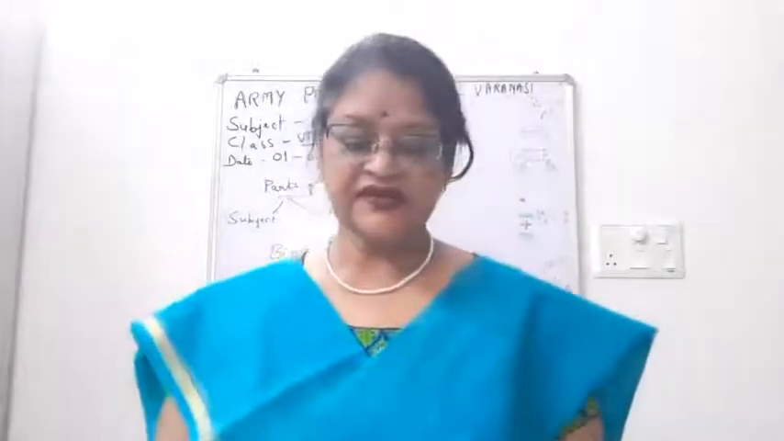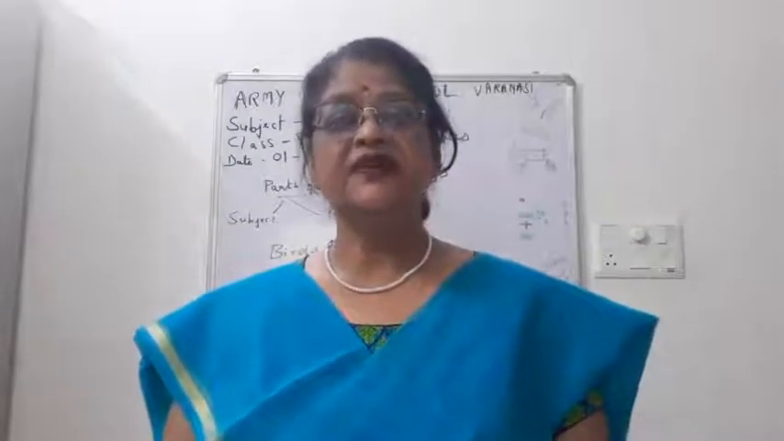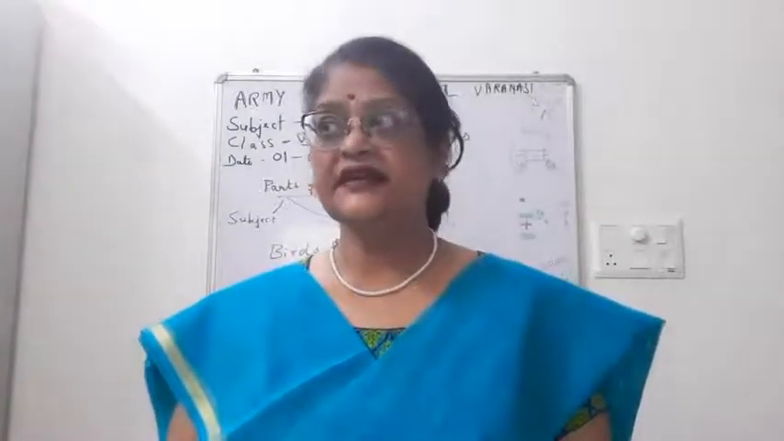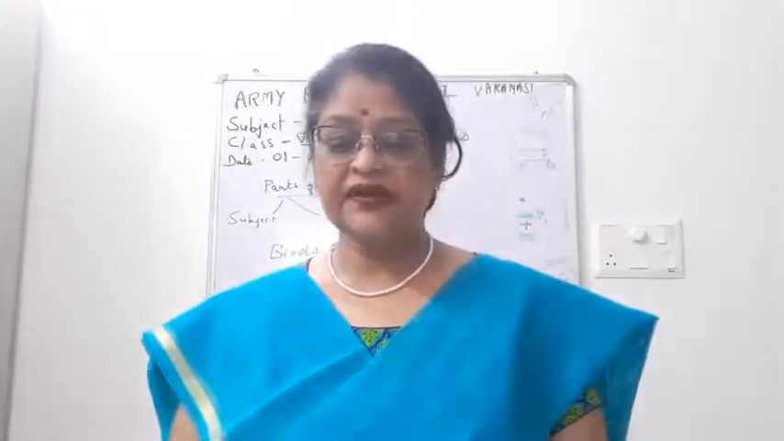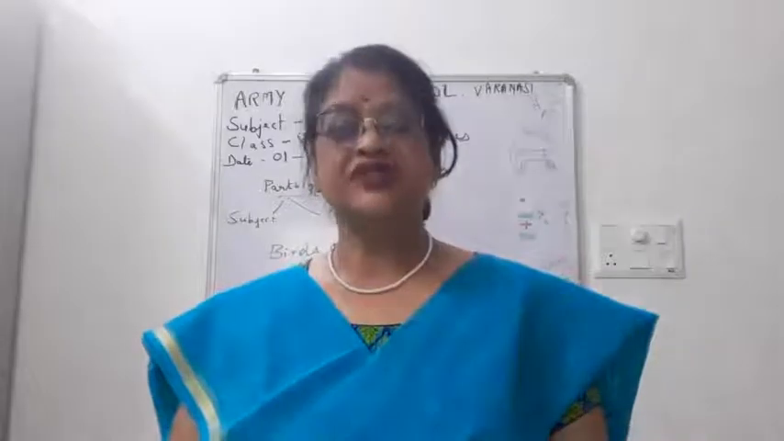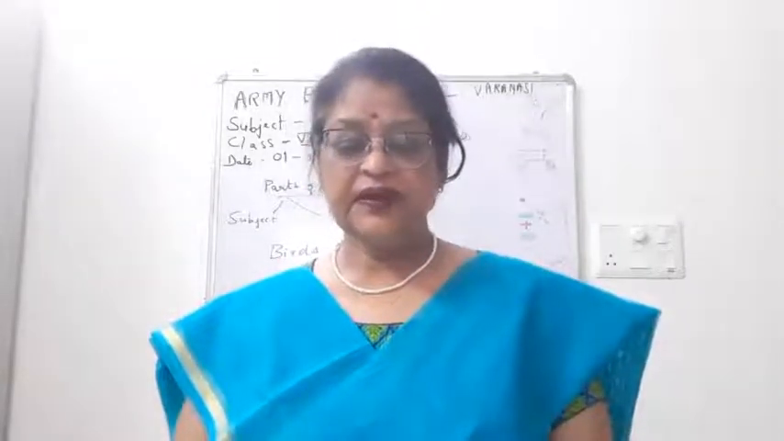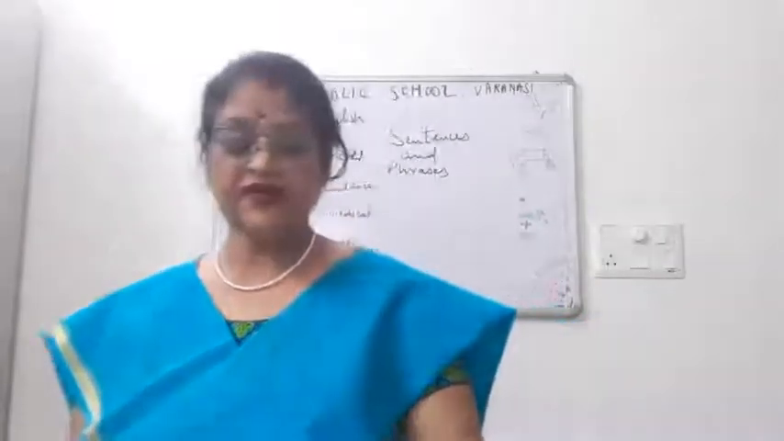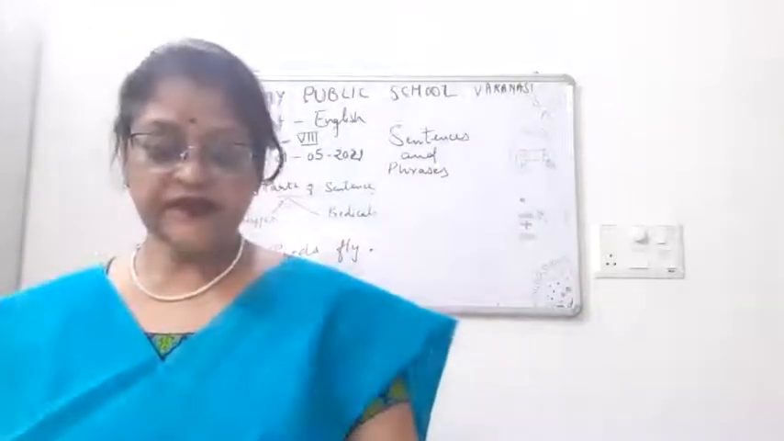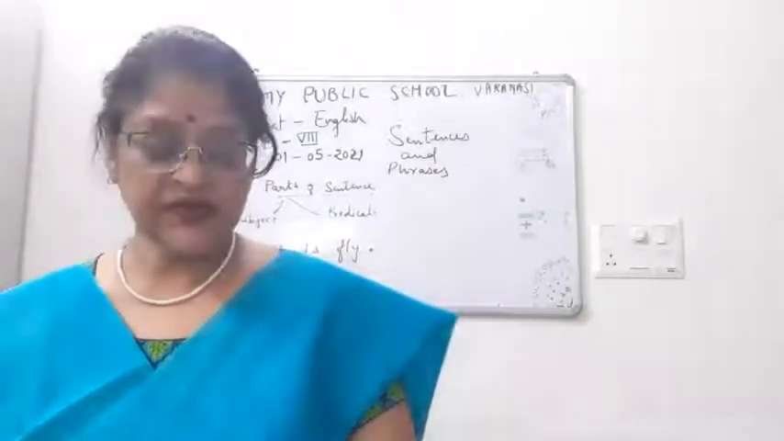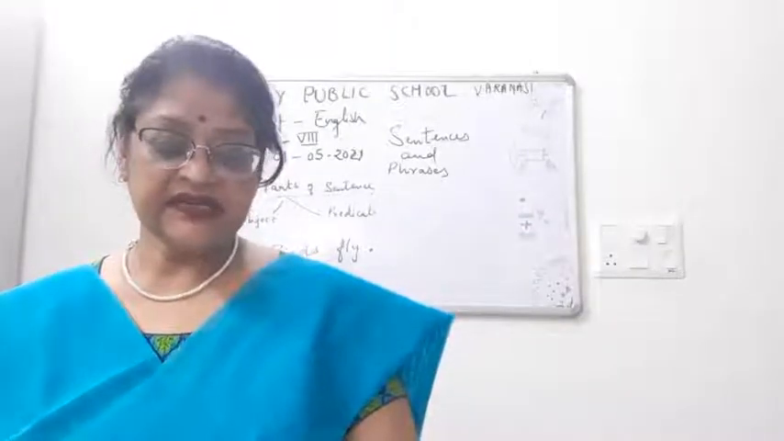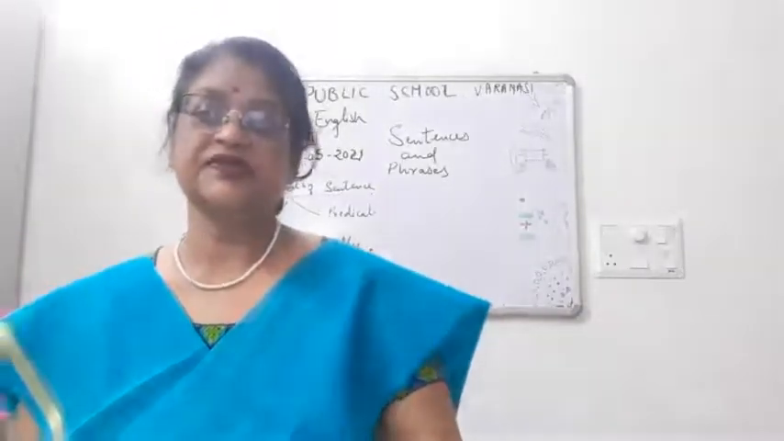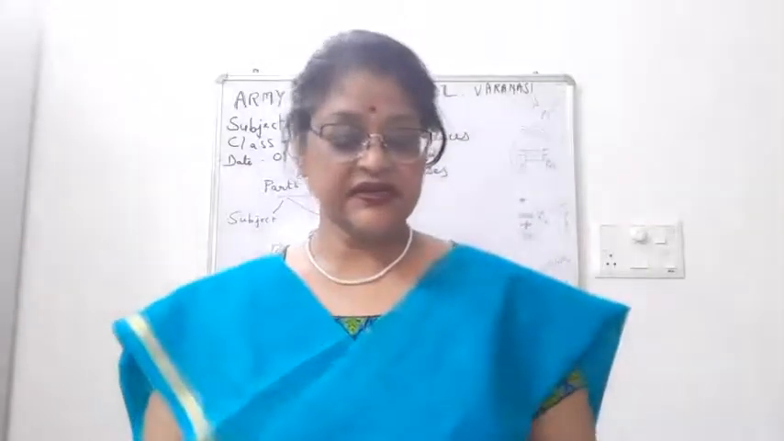So let us revise. What is a sentence? A group of words that makes complete sense is a sentence. It begins with a capital letter and ends with a full stop, a question mark or an exclamation mark. Now, parts of a sentence. Every sentence has two parts, namely a subject and a predicate. The subject is the first part of a sentence that tells what the sentence is about. The predicate is the second part of a sentence that says something about the subject. So children, I hope the doubts are clear.